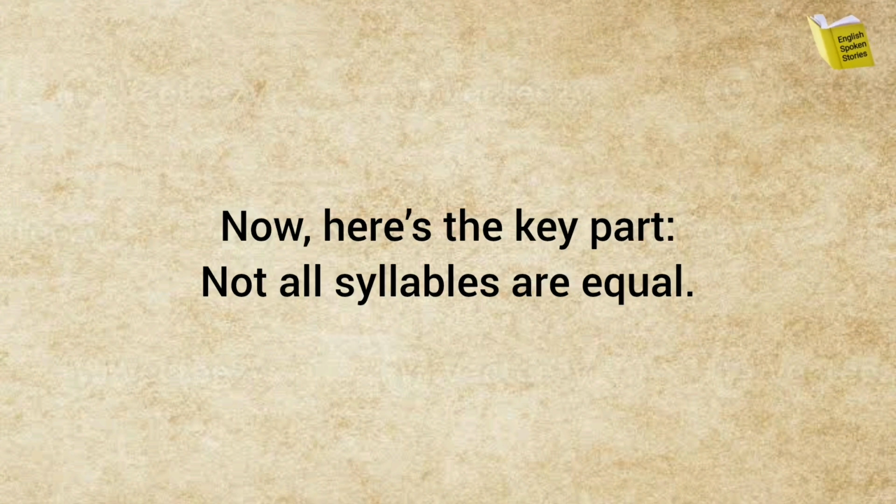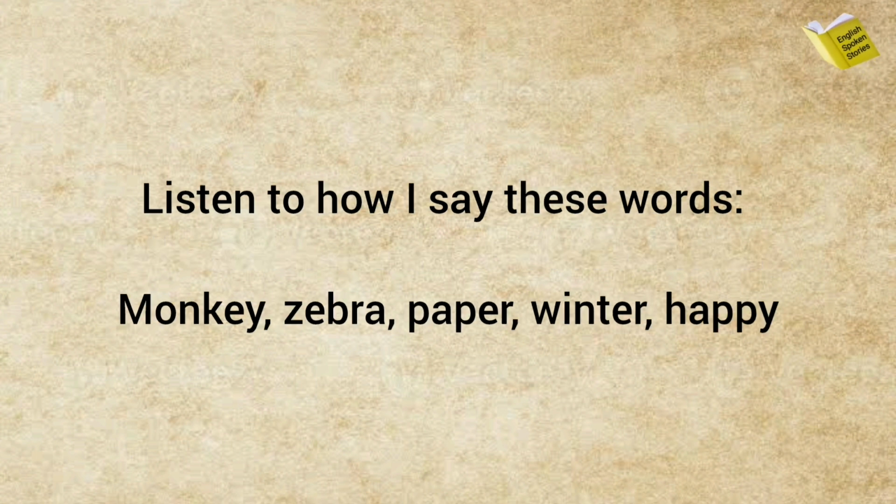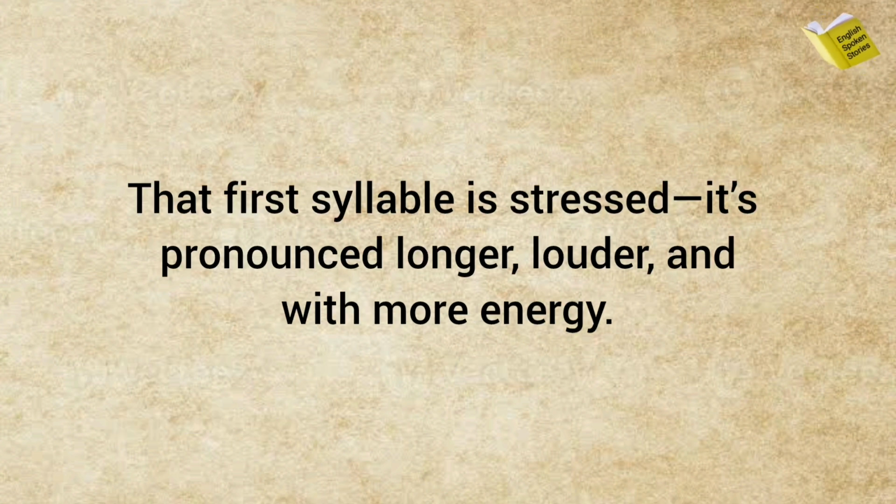Now here's the key part. Not all syllables are equal. Some are stressed, stronger, while others are unstressed, weaker. Let's look at a few examples. Listen to how I say these words: monkey, zebra, paper, winter, happy. Did you notice that the first syllable is stronger? We don't say monkey, we say monkey. We don't say zebra, we say zebra. That first syllable is stressed. It's pronounced longer, louder, and with more energy.